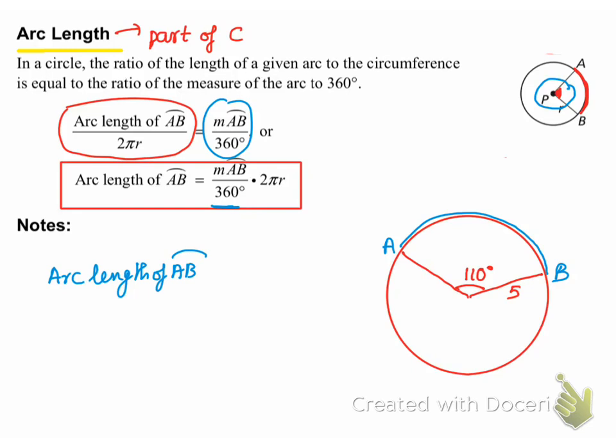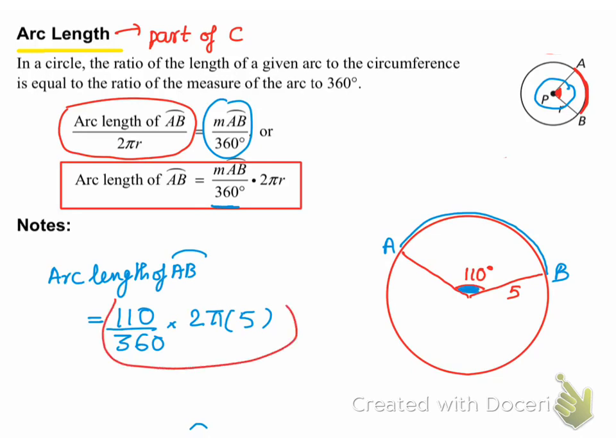First write down the fraction for the angle. So this is out of 360. That's going to be 110 out of 360 times 2 pi r, and r is 5. You solve this expression, and when you solve it, that's going to be your arc length. All right, I'm not solving it, just showing you how to do it. Let's move to the next part.